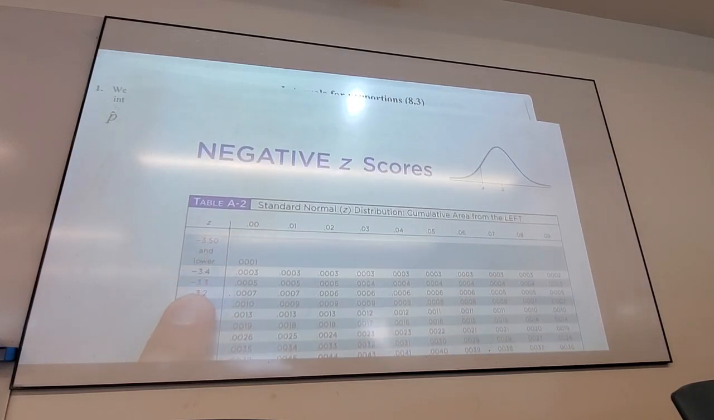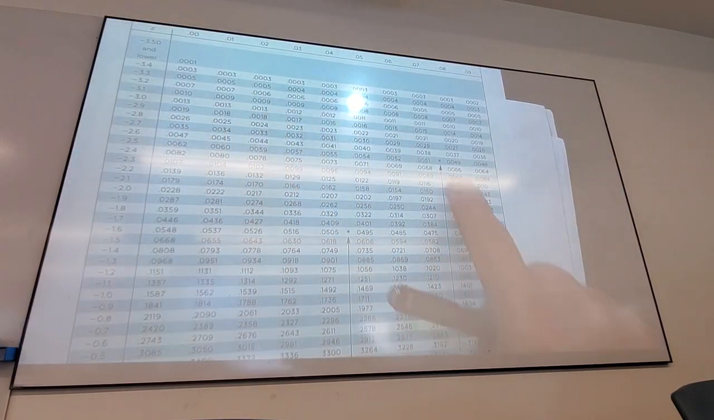Don't look up 0.02 at the top. Look for 0.02 in the body, right? That's where the areas are.